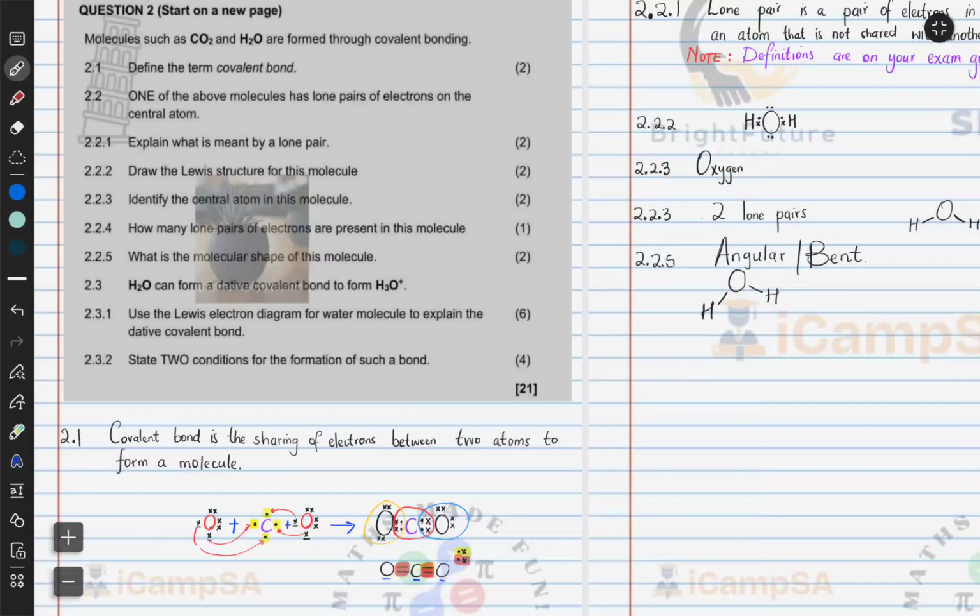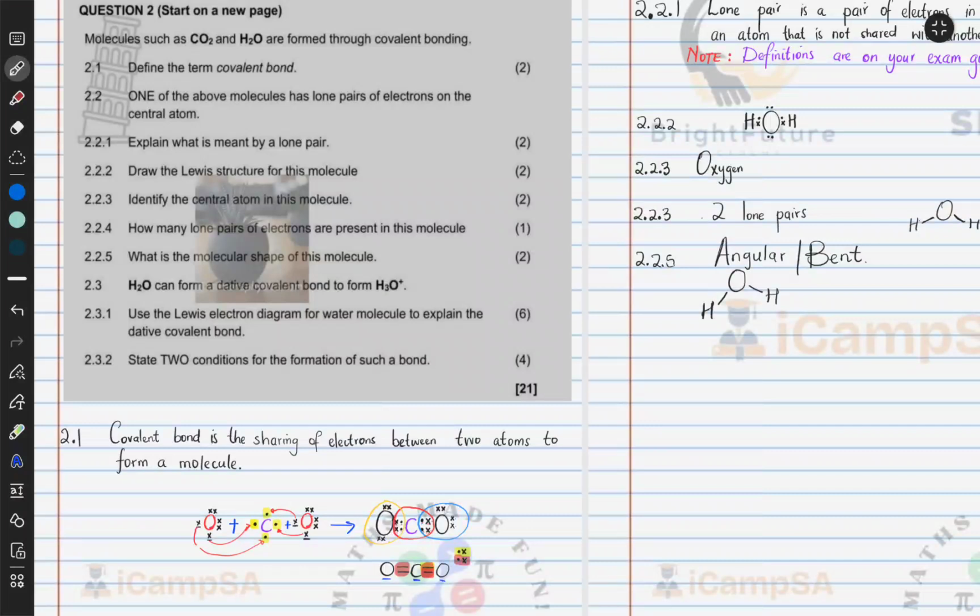2.3, H2O can form a dative covalent bond to form the hydronium ion. Alright, so H2O is water, and it can form a dative covalent bond so that it can form hydronium ions. Now use the Lewis electron diagram for a water molecule to explain the dative covalent bond.